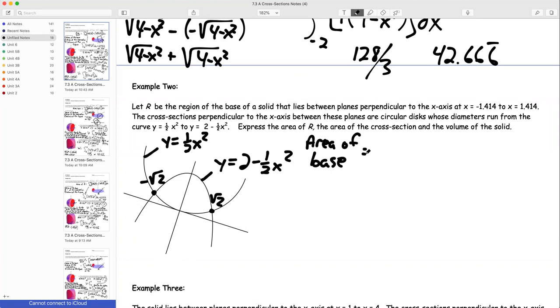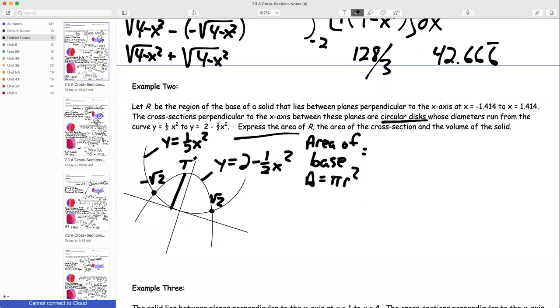What shape are my cross sections? How do you know? Because it says right here, they are circular discs. Therefore, area is going to be pi r squared. I'm sorry, I was talking about the cross section, I skipped one. I need to go back, because that's the area of the cross section. It says, first of all, express the area of R, which is the base. So my bad, I skipped one.